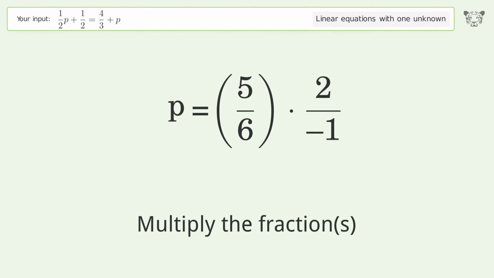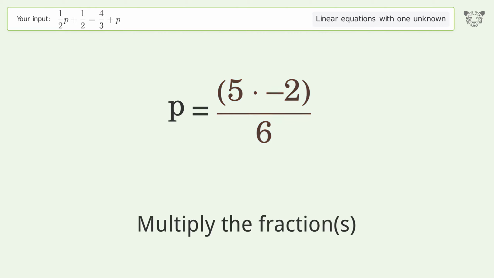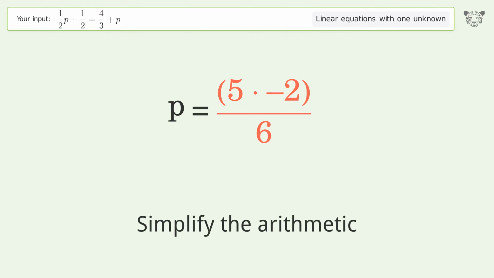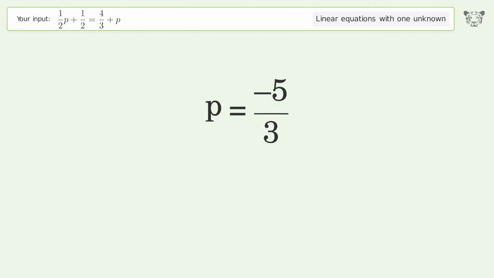Multiply the fractions. Simplify the arithmetic. And so the final result is p equals -5/3.